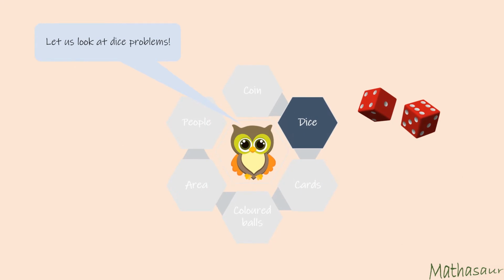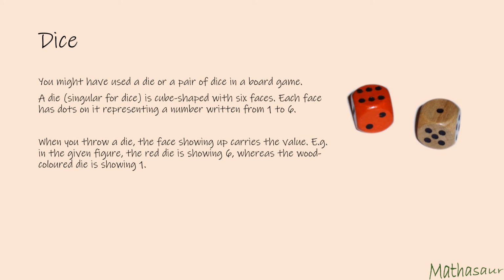Let us look at dice problems. You might have used a die or a pair of dice in a board game. A die, which is singular for dice, is a cube-shaped object with 6 faces. Each face has dots on it. The dots represent a number between 1 to 6.